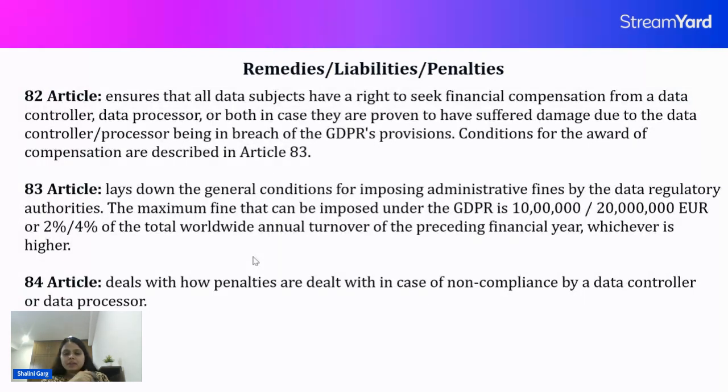And Article 84 talks about penalties. Member states must draft and implement their own GDPR infringement penalties alongside these guidelines. But they shall not be higher than this, okay? They can draft it. So member states can draft it.